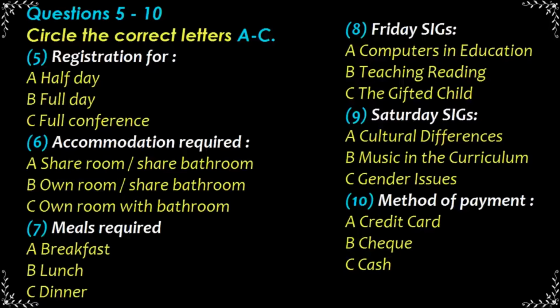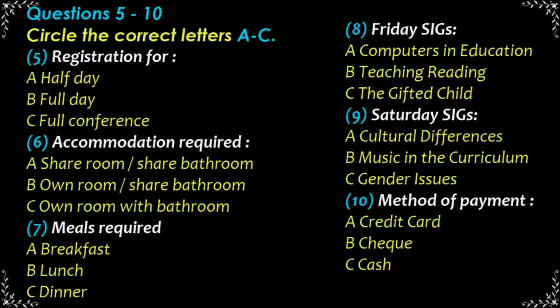There are a number of special interest groups organised. They're known as SIGs, and you're asked to nominate your preference. They'll take place on the Friday afternoon and Saturday morning, but they're filling up quickly, which is why you need to nominate now. Right. What are the SIGs? Well, there are 6 altogether. Let's see. On Friday, you have a choice between computers in education or teaching reading skills. Or a session on catering for the gifted child.